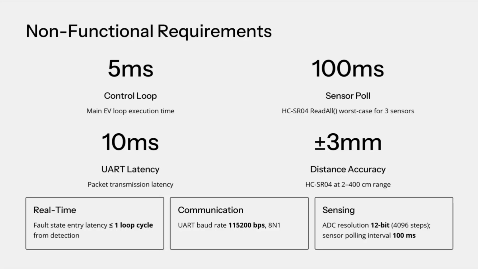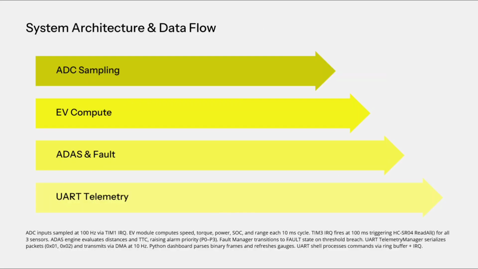Sensor polling is also 100 milliseconds, and we have UART latency of 10 milliseconds, because we have to communicate and send data, which takes a small delay. Distance accuracy is plus or minus 30 millimeters. Fault state entry latency is one loop cycle from detection. For communication we have a UART baud rate of 115200 bps, and for sensing, ADC resolution is 12 bit. We have a long range, with sensor polling covering 100 meters of sensing.